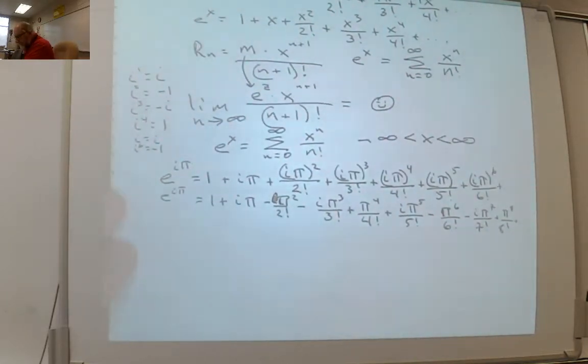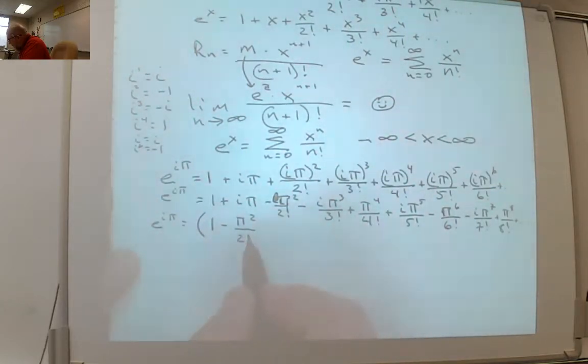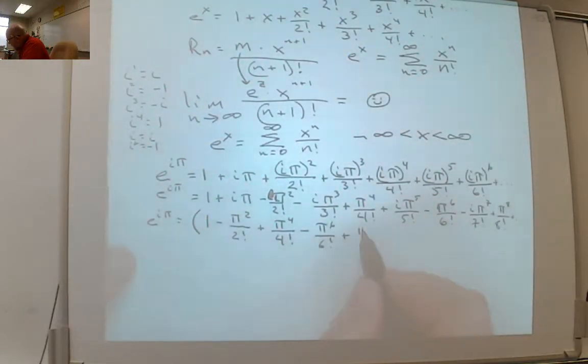Okay? So now I'm going to regroup them. I'm going to put a parentheses here. I'm going to take 1, and I'm going to take a negative pi squared over 2 factorial, plus pi to the fourth over 4 factorial, minus pi to the sixth over 6 factorial. So I'm taking the non-i ones. I'll take this last one too, plus pi to the eighth over 8 factorial. Why are you just taking the non-i? I'm going to show you in a second.